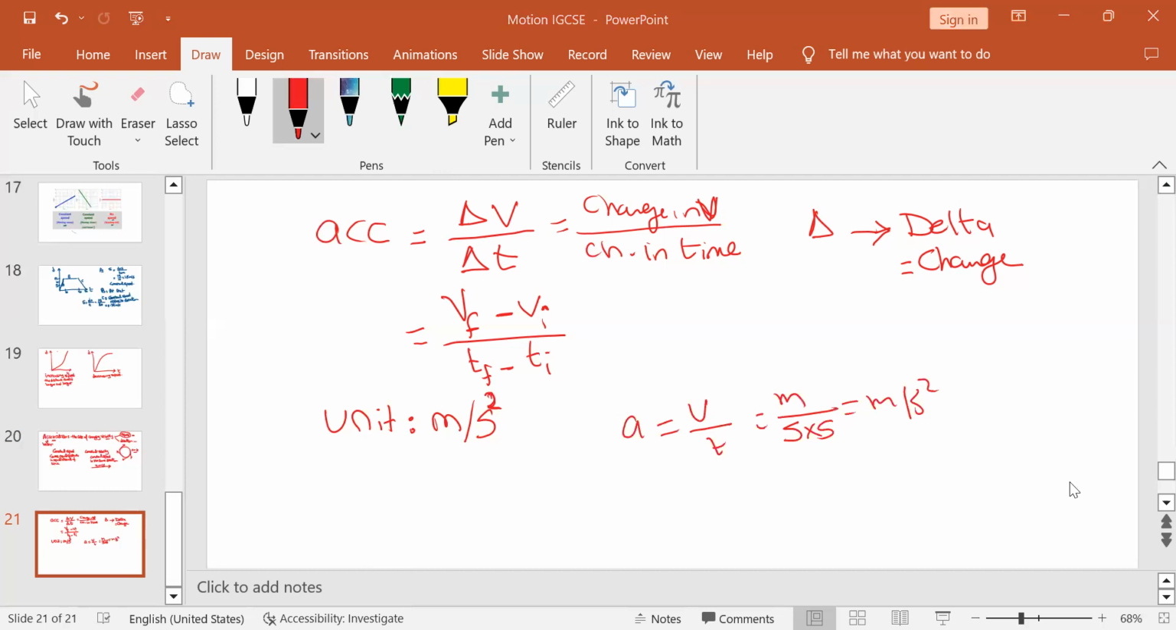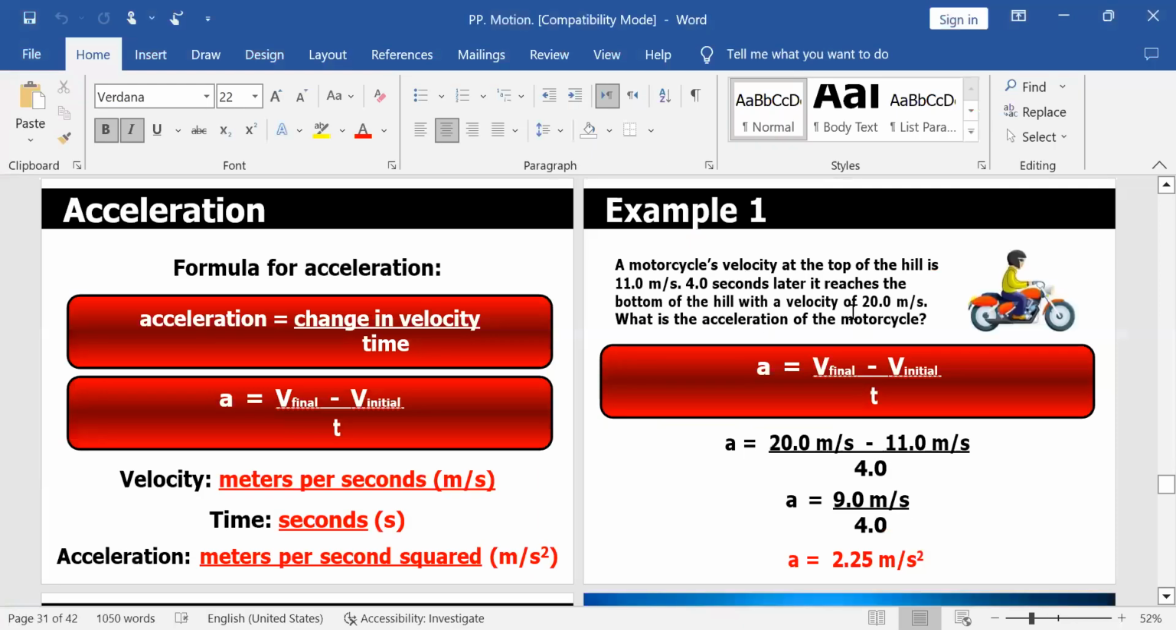We have here two examples of acceleration. Can you see this screen or are you still in the PowerPoint? Here we have an example of acceleration. Okay?